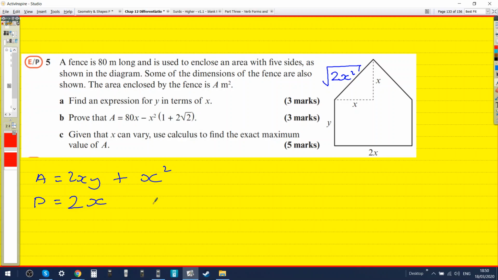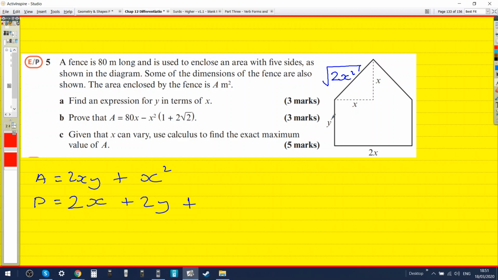So perimeter is 2x plus 2x plus 2x plus 2y. Hold on. How many? So 2x is the base. Yeah, I see the 2y. Where did the rest of the 2x's come from? The triangle. Right, that's not part of the perimeter. Perimeter is the outside only. But the 2x is on the outside.